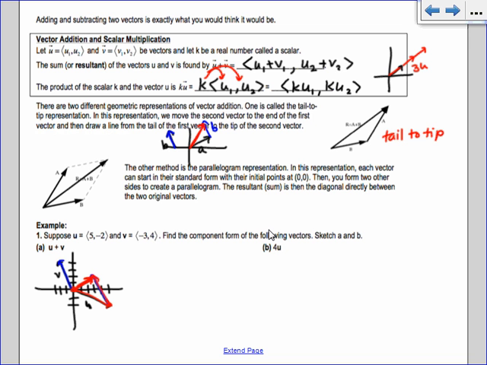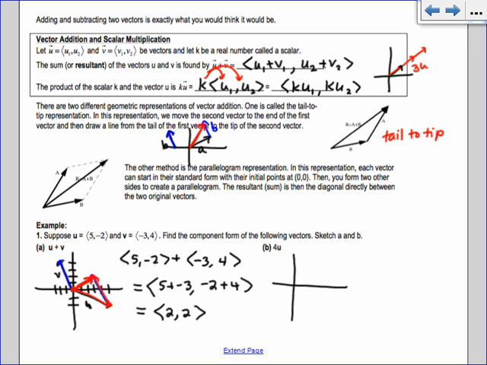Okay, and as you notice, it looks like 2, 2. So let's see why. If I have 5, -2, and I add it to -3, 4, you do exactly what you would think you would do. You add the two x's, and you add the two y components. So you get 2, 2. So it works out.